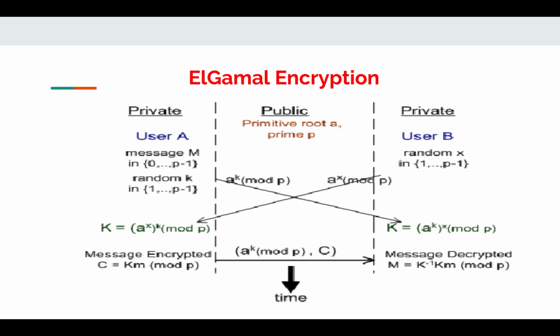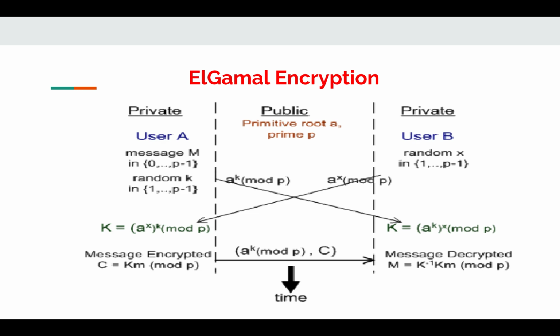All right, let's get into how the ElGamal encryption system actually works. Instead of Alice and Bob, let's say we have user A and user B. Their private keys are private, and no one else can see them. In the middle, as I told you, they have a primitive a and a large prime number p.